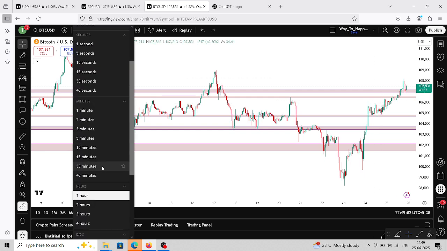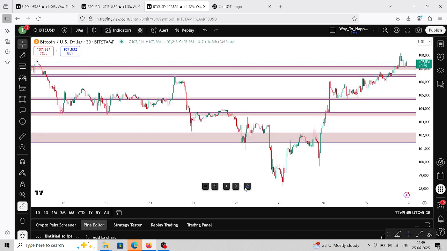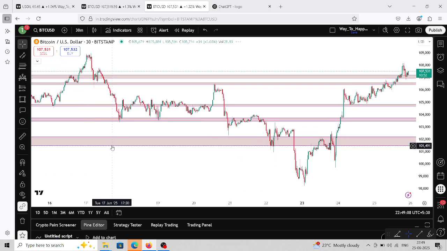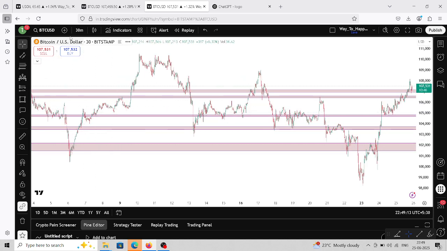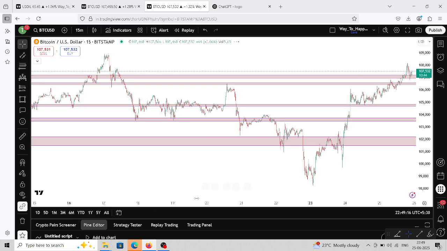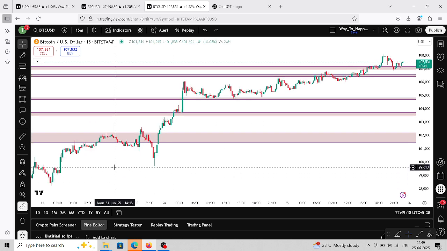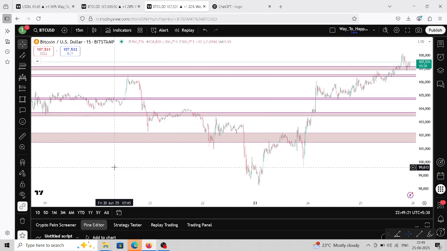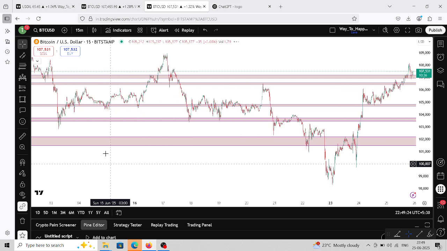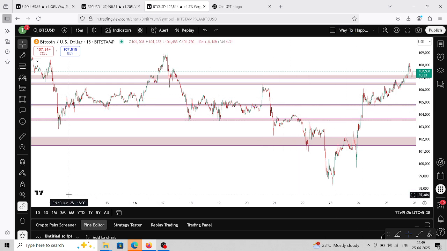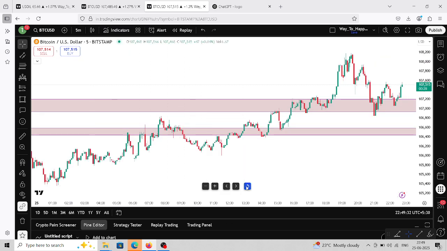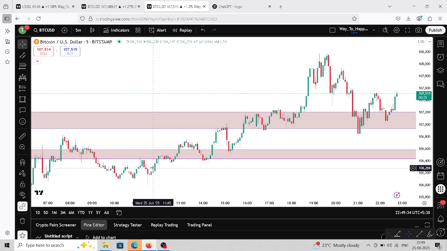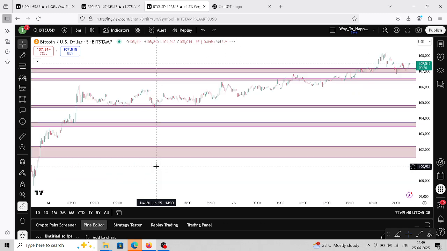Now let's go to the 30 minutes also. Is there any level which we have missed here? No. 30 minutes, absolutely right. Let's see the 15 minutes. No? Yeah, in 15 minutes, every level is already marked here. Now let's see the 5 minutes, which many traders love. See, prices jump from here, prices jump from here, prices jump, jump, jump.